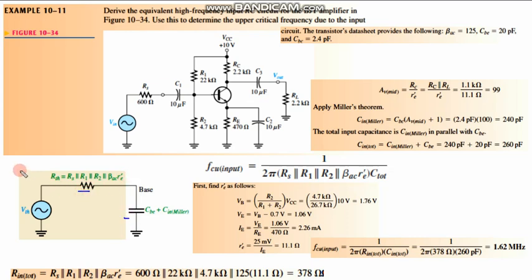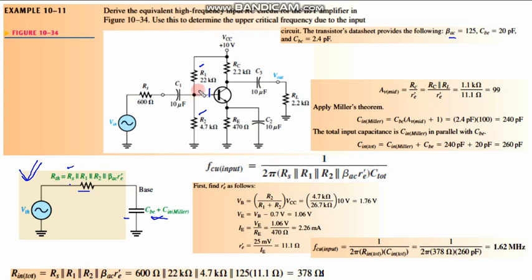So first you construct the RC circuit, but we don't know this R value and this C value, so we need to find them out. And also determine the upper critical frequency due to the input circuit. The transistor gives you this, and all the data is given. So first of all we construct this RC circuit. Now we want to compute the value of R and C. R is a combination of R1 parallel to R2 parallel to R in base.